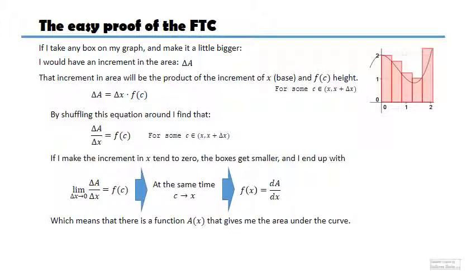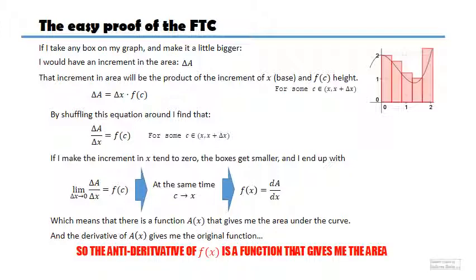Now, there's a function A in terms of x that gives me the area under the curve, right? This is what this is saying. This increment of the area, right, is a function of x. So the derivative of that function gives me the original function. This is what's going on here. So what does that mean? Well, if we take the antiderivative of f of x, I'm going to get a function that gives me the area under the curve. And that's ultimately the proof, the easy proof for the fundamental theorem of calculus.